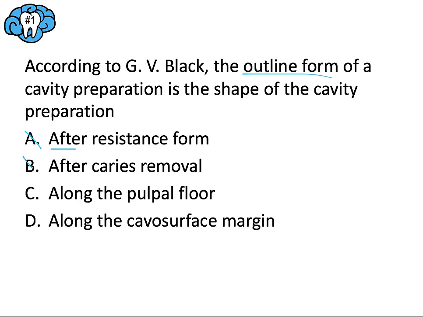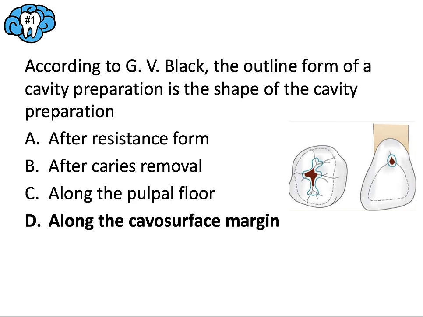Answer choice C, along the pulpal floor, is the internal perimeter, which is close but not entirely true. And that leaves answer choice D. The outline form of the tooth surface is defined as the outer perimeter of the preparation along the cavo-surface margin. So the answer here is D.